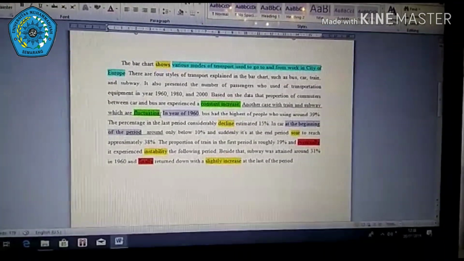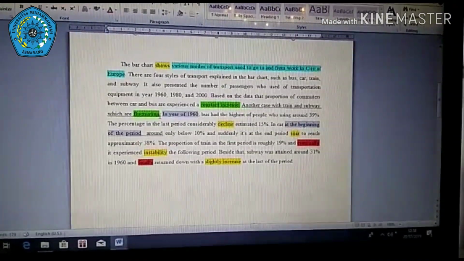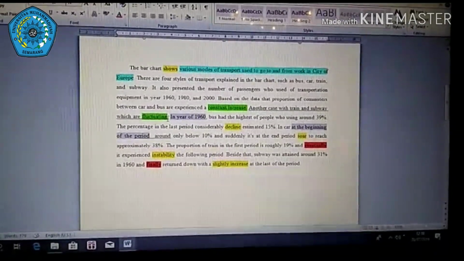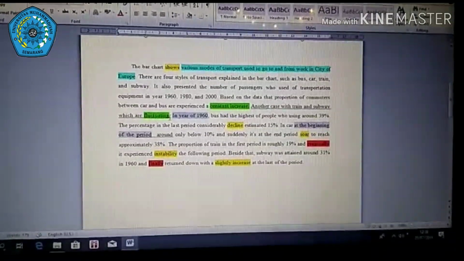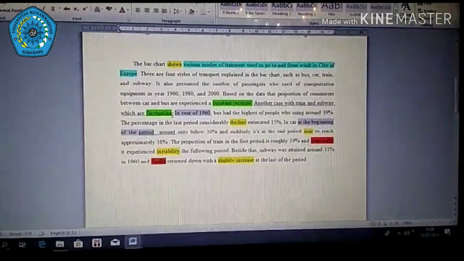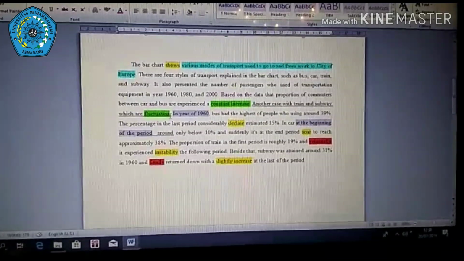I have to introduce the graph using the word show, or maybe it can be replaced with present, indicate, explain, and so on, so as not to seem monotonous. Then, you must paraphrase the original title of the graphic. So, I changed the original title with the sentence I gave in blue. It is various modes of transport used to go to and from work in cities of Europe.